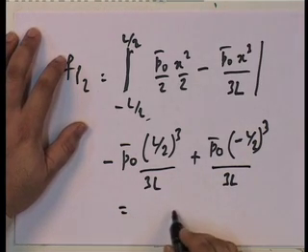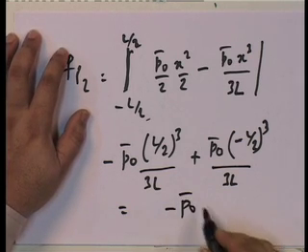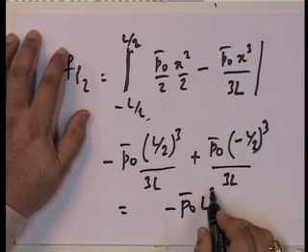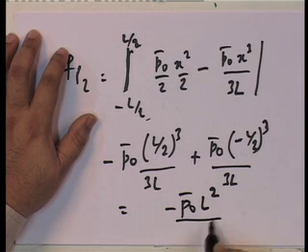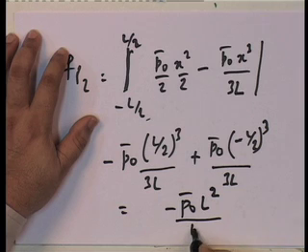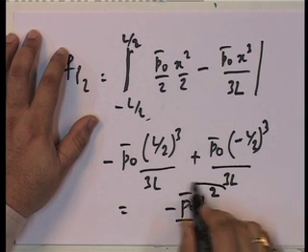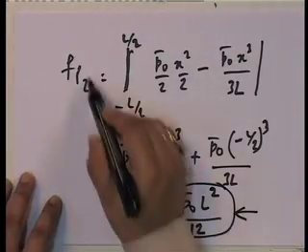So, this becomes then minus p naught L squared, because L cubed cancels, upon this is 8 and 8 24. So, this becomes 12. So, that is my FP2.